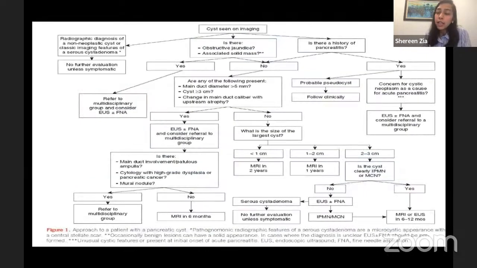Comparing that to the AGA guidelines, these are different clinical guidelines to work up patients. In addition to those features, they also take into account if the patient is presenting with obstructive jaundice or if there is an associated solid mass. Then the same things: the main duct diameter should be more than 5 millimeters, the cyst should be more than 3 centimeters, and there should be a change in the main duct caliber with upstream atrophy.